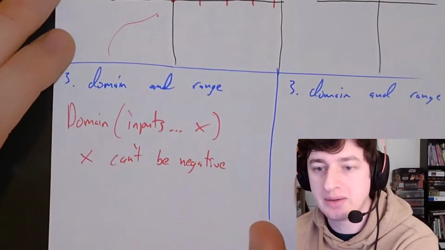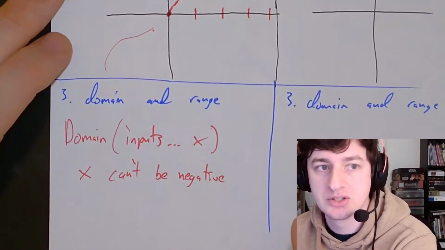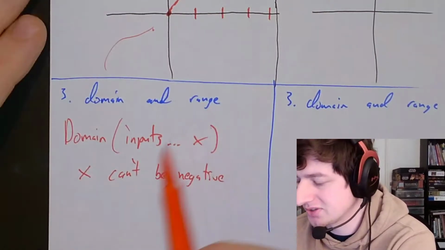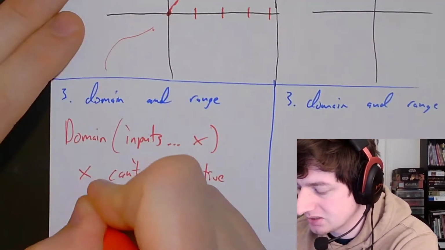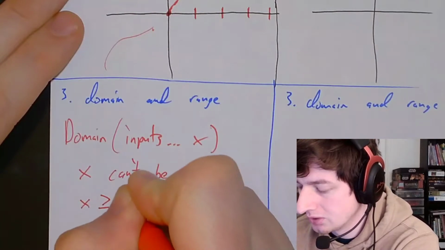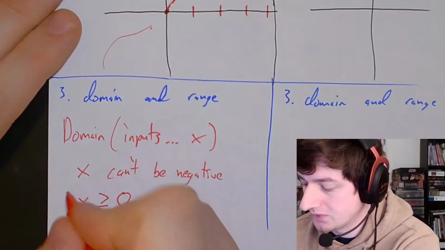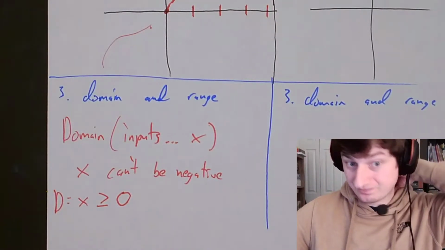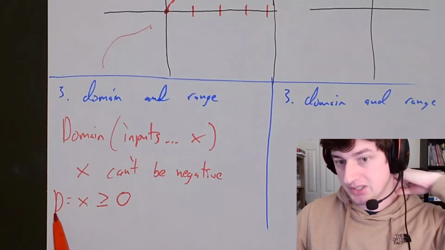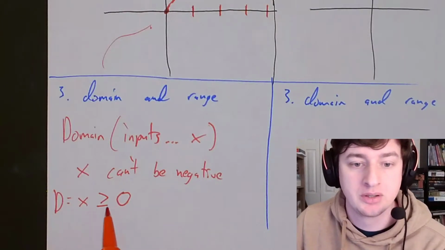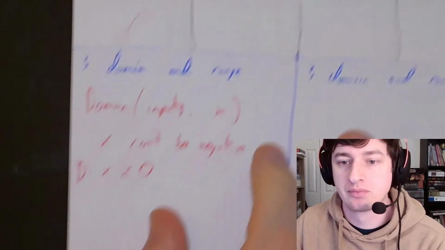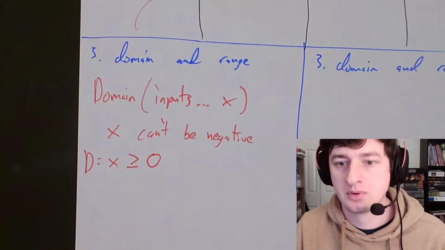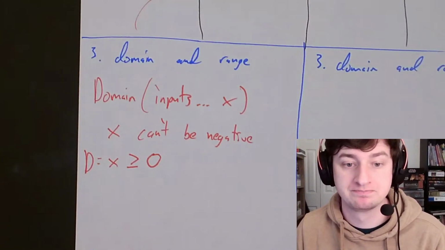So I need to describe that in terms that are mathematical writing, right? We're not just going to say x can't be negative. We need to say x has to be greater than or equal to 0. This is the domain. And this is how we would write it too. D colon x has to be bigger than or equal to 0. Okay, so that's the domain.